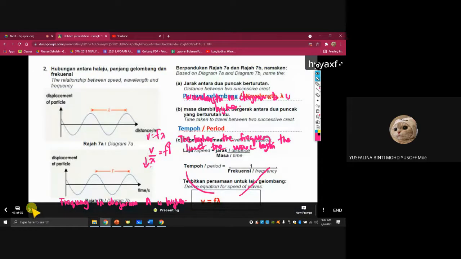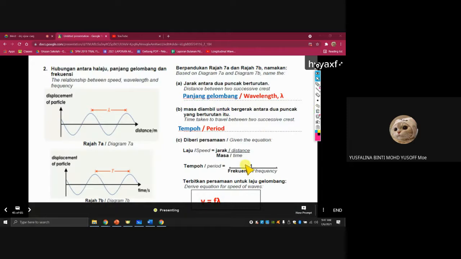Actually, this one we already learned. Wait for a moment, I erase first. Here it says the relationship between the speed, wavelength, and frequency. It asks you to name the distance between two successive crests. This one is lambda, a wavelength.